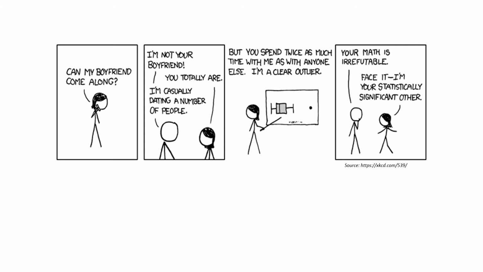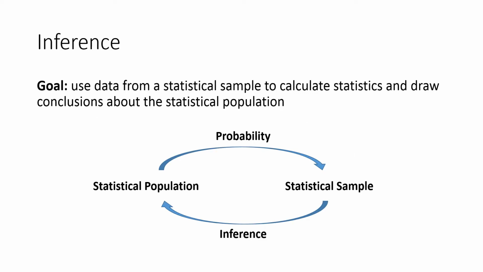So inference. The goal here is to use data from our statistical sample to calculate statistics and to draw conclusions about the statistical population. So we've got our statistical population, and there's some probability that the samples that we're grabbing in our statistical sample represent what's going on in our statistical population. And from that, we're trying to make an inference about the statistical population.